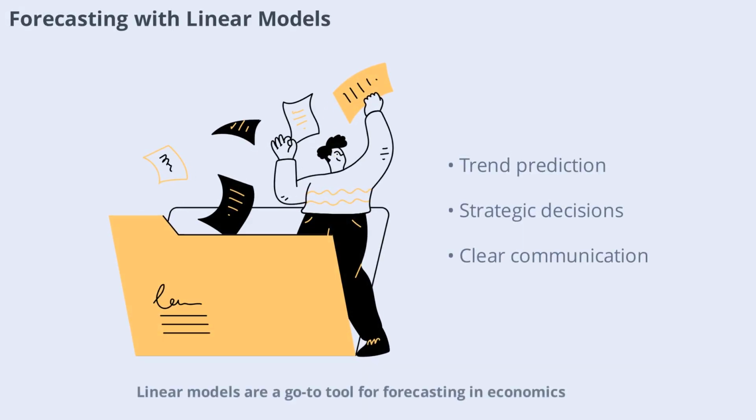Linear models are a go-to tool for forecasting in economics. By analyzing historical data, economists can predict future trends in sales, employment, GDP, and more. Forecasts based on linear models are used by businesses, governments, and investors to make strategic decisions. The simplicity and transparency of linear models make them especially valuable for communicating forecasts to a wide audience.